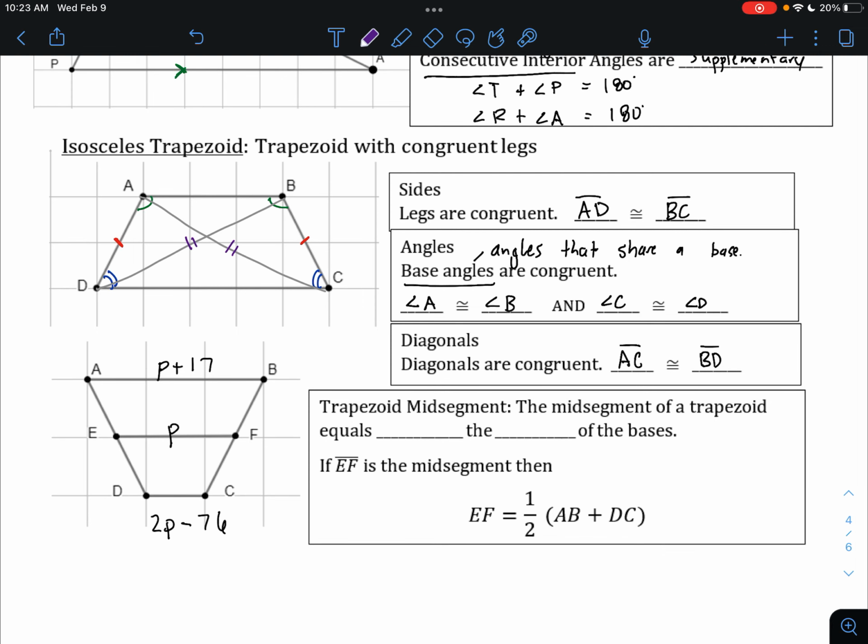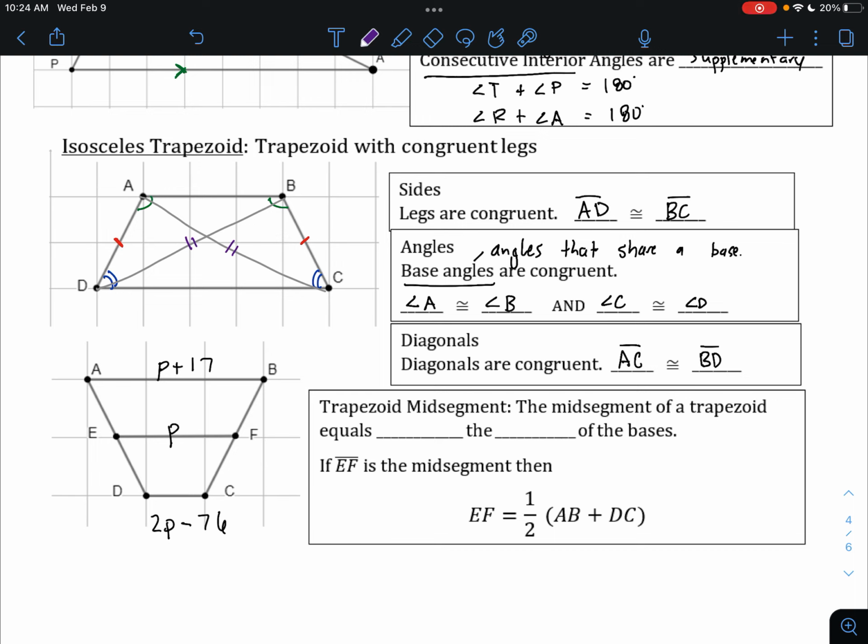Now, the last thing we're going to talk about in this unit is the trapezoid midsegment. And you might have heard of midsegments before when we did triangles. We did triangle midsegments. And the midsegment of a trapezoid is a very similar idea. It's kind of the middle line halfway between each base. And the reason it's called a midsegment is because it is the segment composed of the two midpoints of either leg. So E is the midpoint of leg AD, F is the midpoint of leg BC, and so EF is the segment between those two midpoints, so it's called the midsegment.